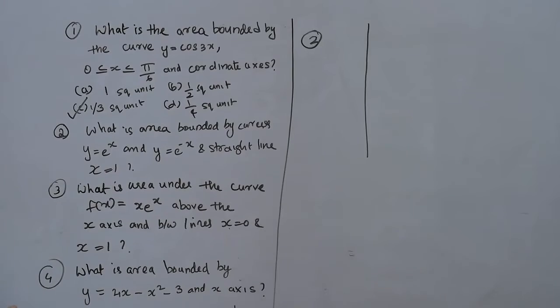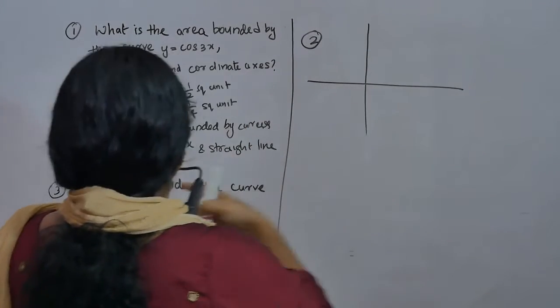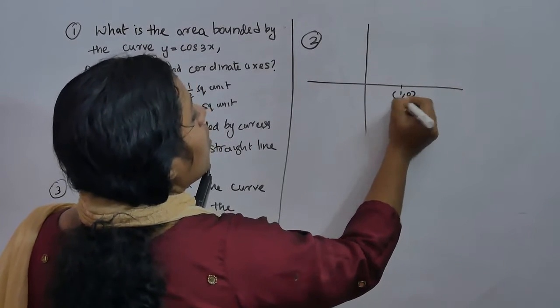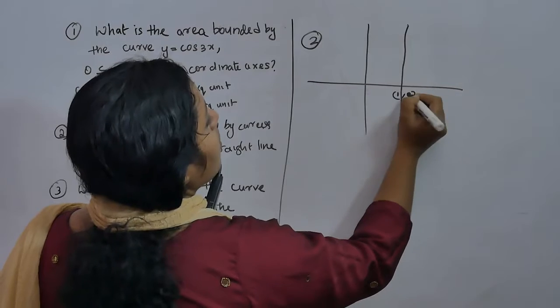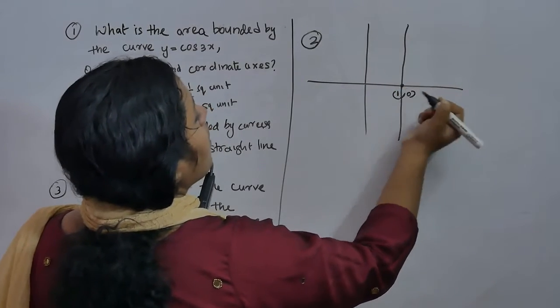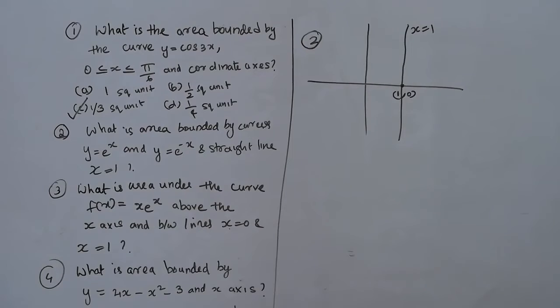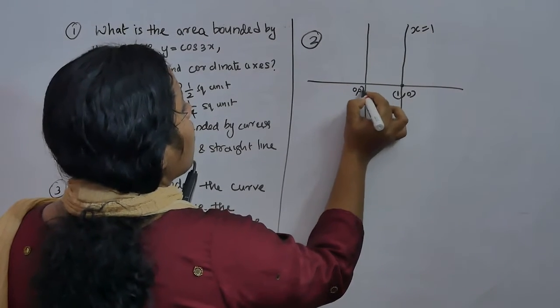Because no limit is given in the question, only if we get the limit can we solve. Okay, so x is equal to 1 means it will come here, no? 1 comma 0. So this line is x is equal to 1, and this is 0 comma 0, the origin.